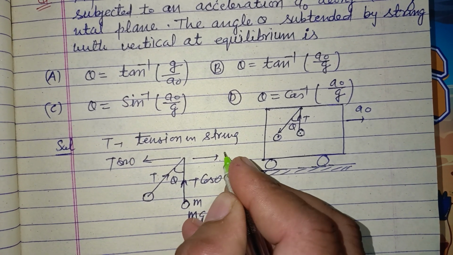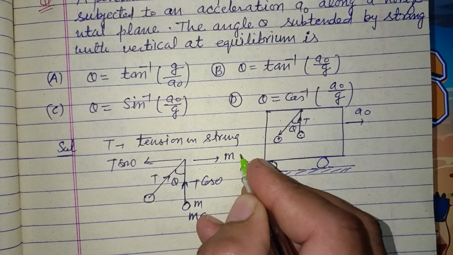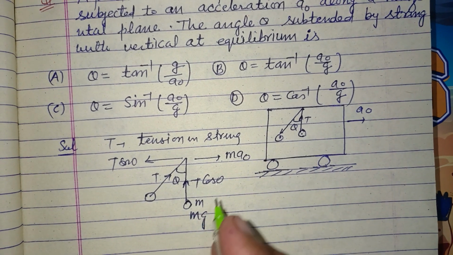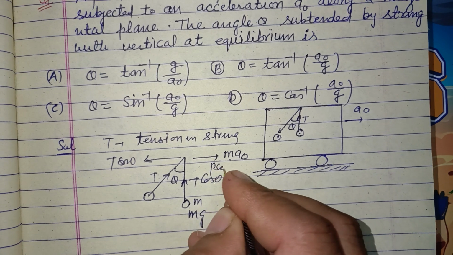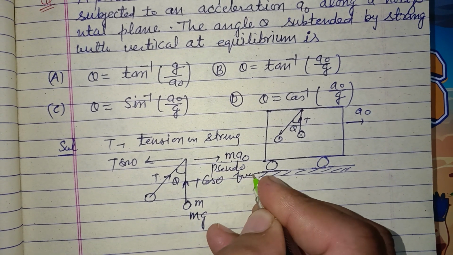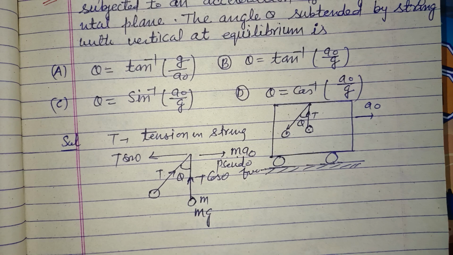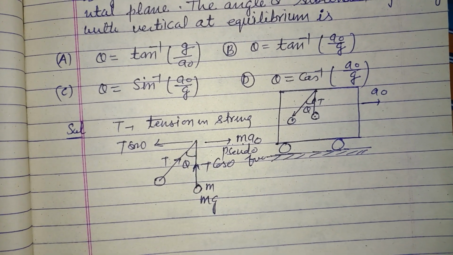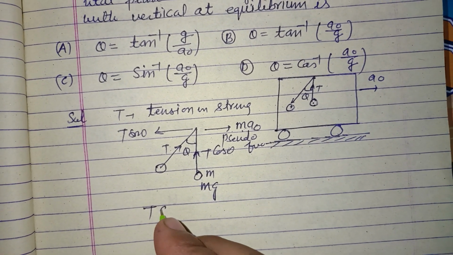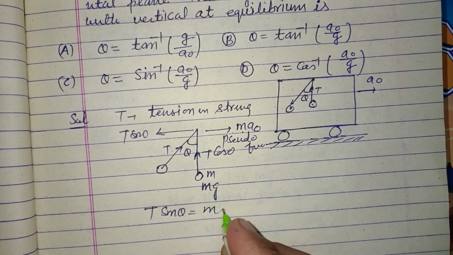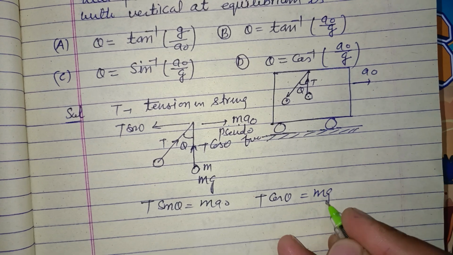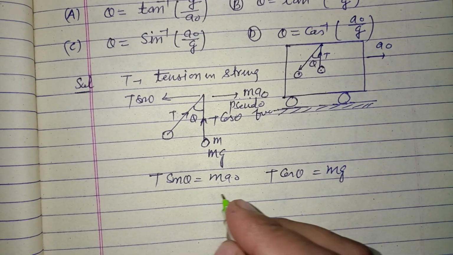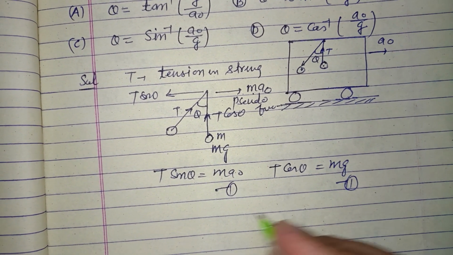Since the vehicle is moving in the rightward direction with acceleration a naught, a force m a naught, which is a pseudo force, acts on this bob or pendulum. So from here, T sin theta equals m a naught and T cos theta equals mg. So dividing, this is our first and this is our second.